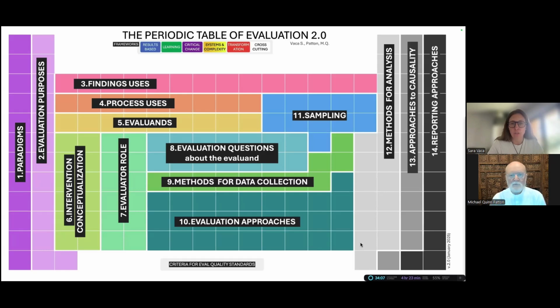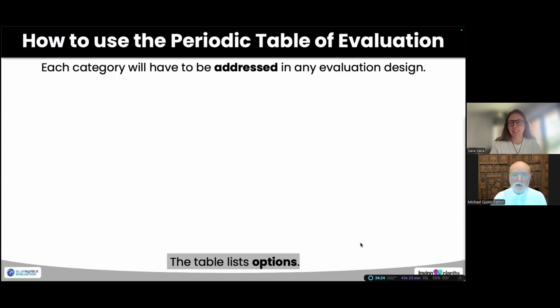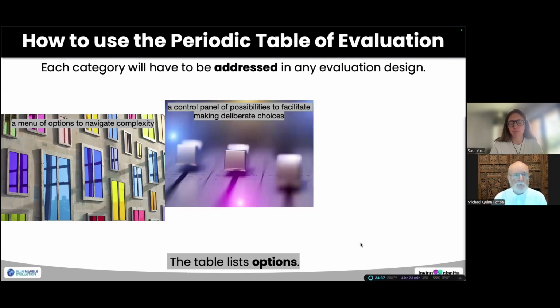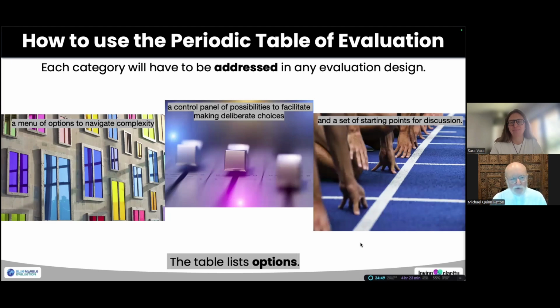The table is a structured view of the field of evaluation organized in 14 categories that every evaluation deals with, either explicitly or not. Each category will have to be addressed in any evaluation, and what it constitutes is a menu of options to help navigate the complexity of design, a control panel of possibilities to facilitate making deliberate choices in the design process, and a set of starting points for discussion as you engage in design and implementation. So it's a way of helping guide the decision-making process in evaluation.